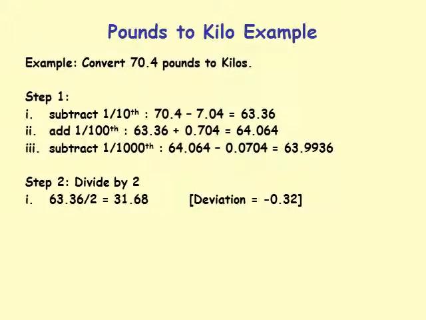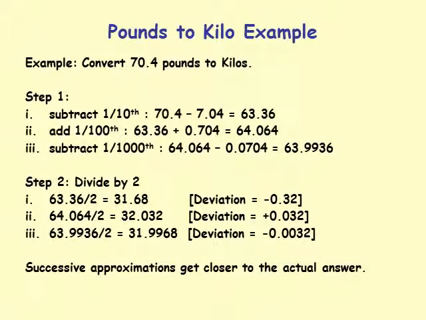Let's continue here. So 63.36, this approximation divided by 2 is 31.68, and the deviation is minus 0.32. It's less than the result of 32 kilos we got before. Okay, so this is 64.064. Using that approximation divided by 2 is 32.032. This deviation is 0.032. So here we were undershooting the result, here we are overshooting.